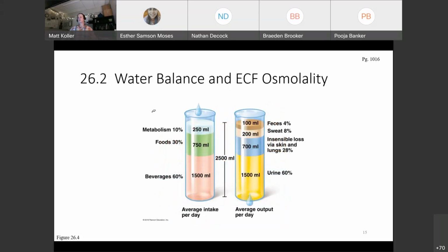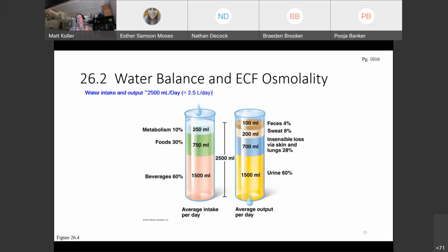So water balance. You take in about 2.5 liters of water every day, and you excrete or get rid of 2.5 liters of water every day. So your water intake, output is about 2,500 milliliters per day, which is equal to 2.5 liters per day. Okay. So where does this come up from? Well, your water intake per day. Well, you're going to drink about 1.5 liters per day.